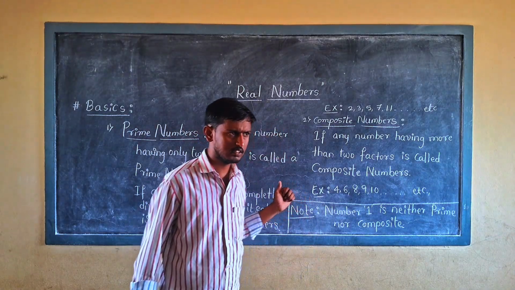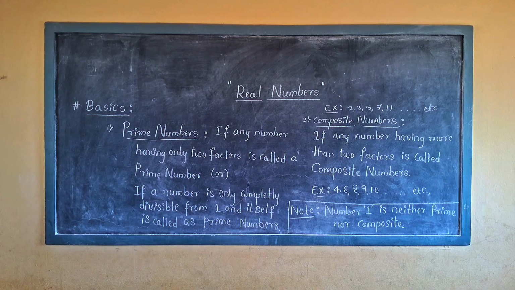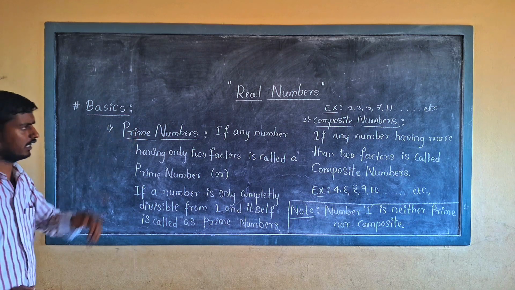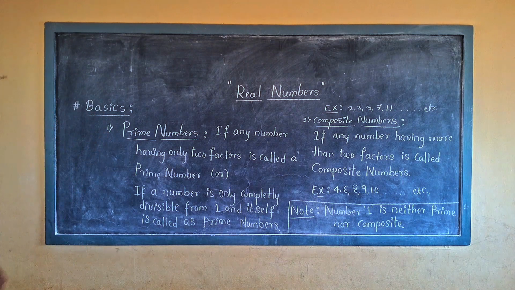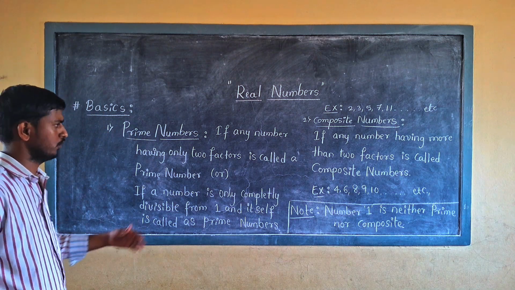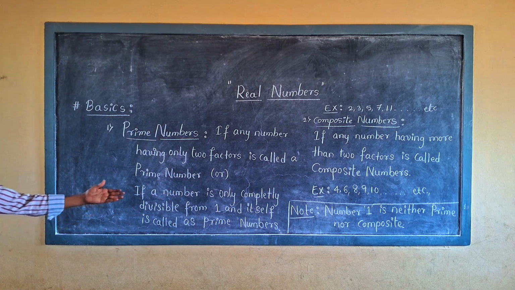Note down, dear students. Prime numbers: if any number has only two factors, it is called a prime number. If a number is only completely divisible by one and itself, it is called a prime number also. For example, I gave 2, 3, 5, 7, 11, and next is a composite number. If any number has more than two factors, it is called a composite number, and so on. I already gave an important note also.